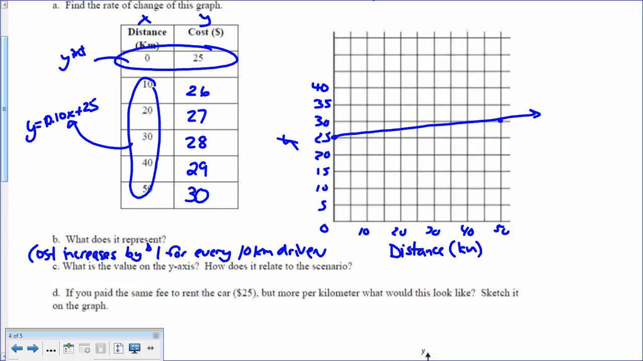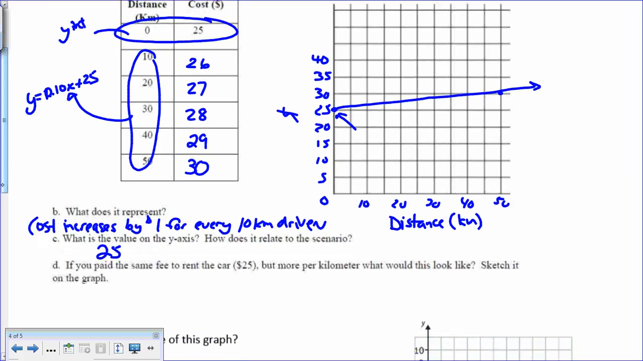What is the value on the y-axis? Well, that point is right here, along the top line. That's $25, and $25 relates to the cost of just getting the rent-a-car itself. So if you don't even drive off the lot, 25 bucks. That's obviously going to cover maintenance and gas and all that stuff.